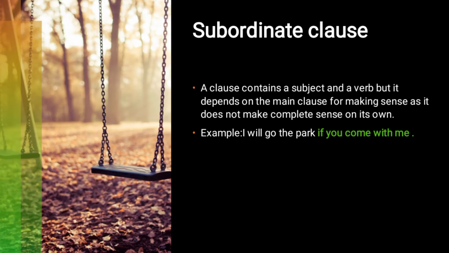Next, what is a subordinate clause? A subordinate clause contains a subject and a verb, but in order to convey a complete meaning in a sentence, it must combine with the main or principal clause. You can see an example here: I'll go to the park if you come with me. So "if you come with me" is a subordinate clause. In order to make complete sense in a sentence, it must combine with the main or principal clause, that is "I'll go to the park."